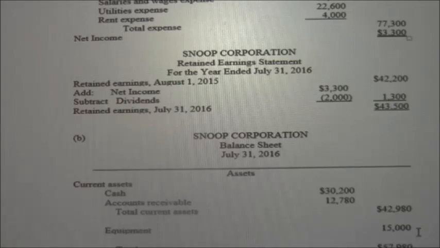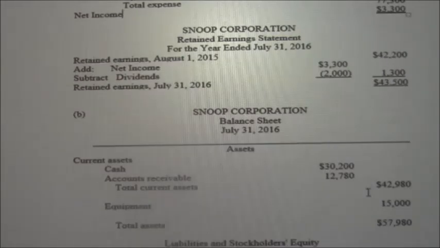But of course, your current assets always come first, and you've got equipment of $15,000. So you're going to add both of those together to get your total assets of $57,980.